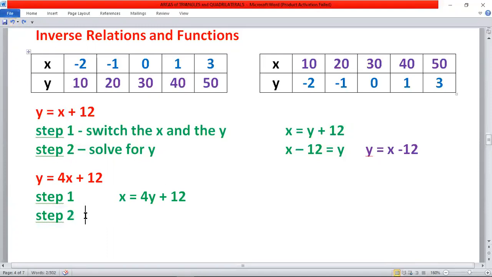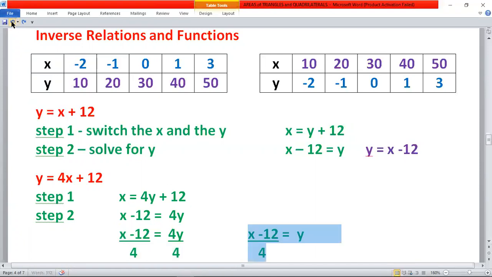Step 2 is to solve for y. So to solve for y, you need to leave 4y alone. This should go to the other side. So it becomes x minus 12, leaving 4y on the other side. To remove the 4 here, we need to divide both sides, because what you do on the left, you do on the right. So we divide both sides by 4. Dividing both sides by 4, the 4 is cancelled, so y is alone. And we are left with x minus 12 divided by 4.